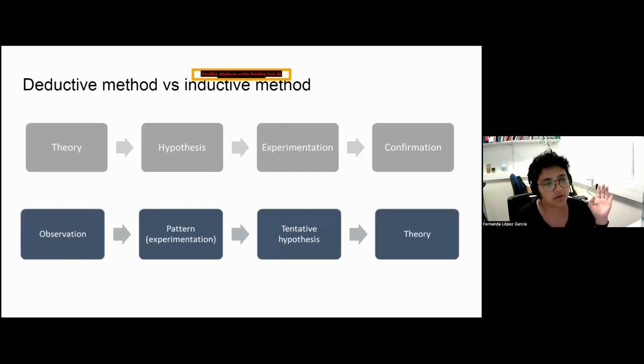And we will also need to know the difference between the deductive method and the inductive method. So the deductive method is the scientific method, we all know. You have some theory or background on the topic. You make a hypothesis, you do the experimentation, and then you confirm your hypothesis with your results, and then the cycle goes again. In the inductive method, you do an observation, you do the experimentation, then you try to explain the thing you saw in your experimentation, and then you have a theory, and then you start again.